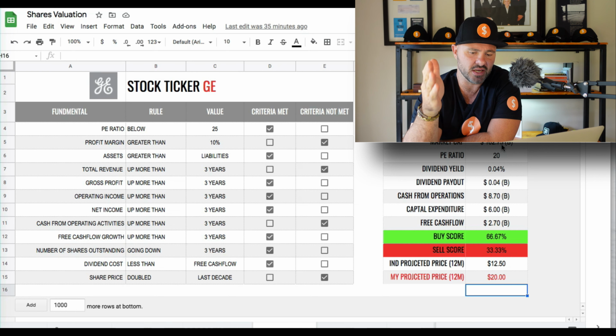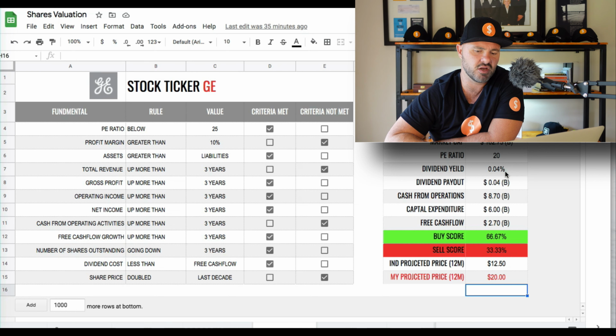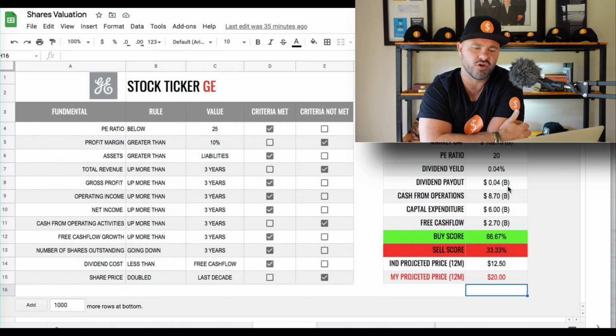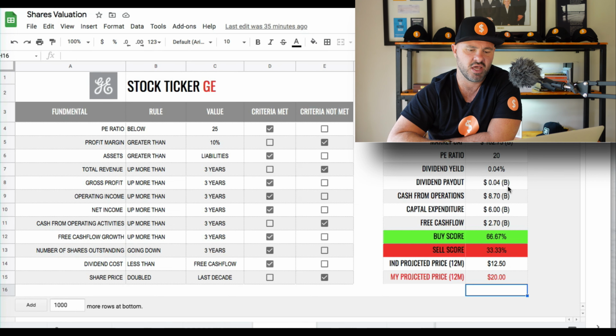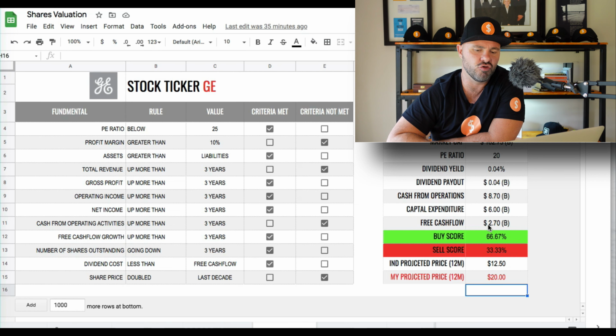102.75 billion. We can see that there is a dividend yield of 0.04, and that would give them about a 400 million dividend payout. And obviously free cash flow was 2.70 billion. So way, way ahead on free cash flow, and that's a really positive sign.